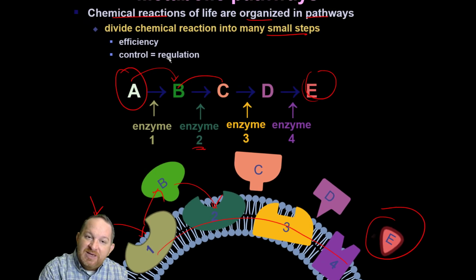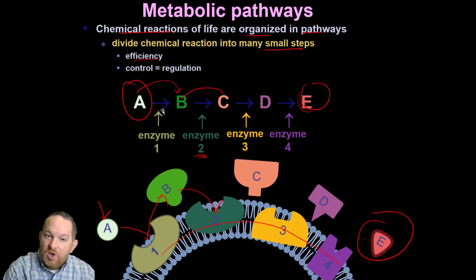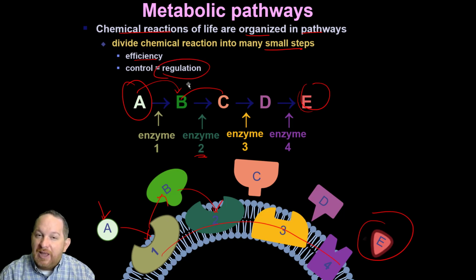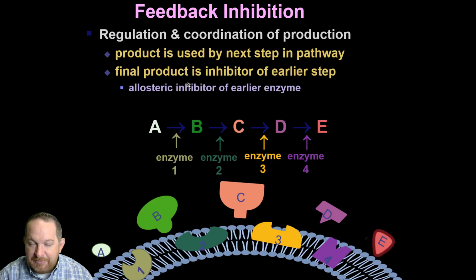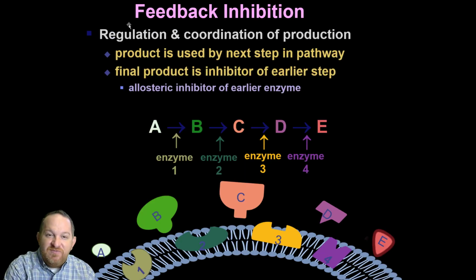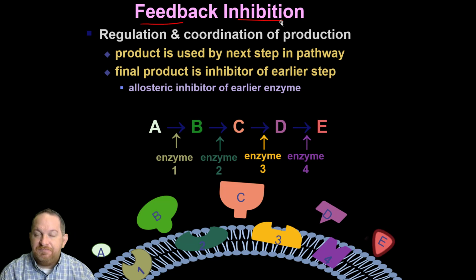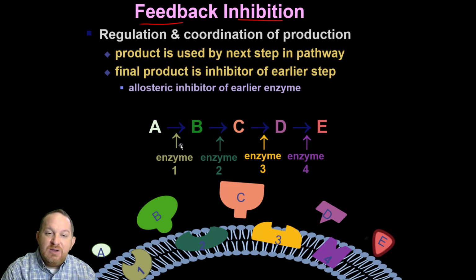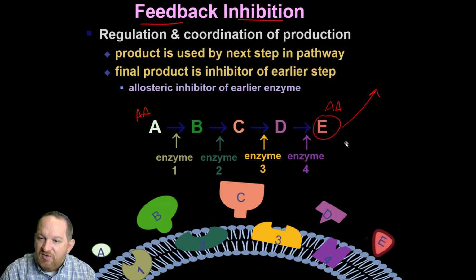Why is this important? Because it's efficient. They're all close together when we need to take this to this, right? But it also gives us regulation. And the way it gives us regulation is here in our last slide. It allows for feedback inhibition. So for example, let's say we're converting this amino acid here to this amino acid here. Well, if we're doing this conversion, we will ultimately get to the point where the number of this amino acid is very high. Like, we don't need any more.